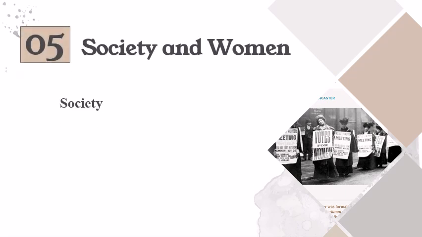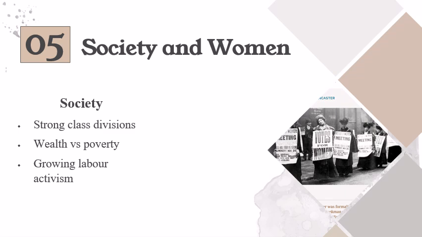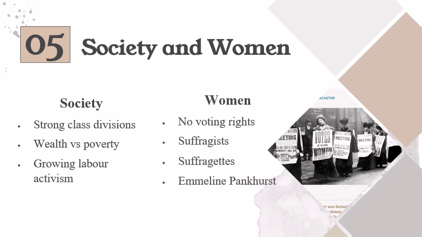Despite its reputation for elegance, Edwardian society remained deeply unequal. While the upper classes enjoyed wealth and privilege, many workers faced difficult living conditions. At the same time, women became increasingly active in the struggle for political rights. Suffragists campaigned peacefully, while suffragettes, led by Emmeline Pankhurst, adopted more militant methods to draw attention to their cause.